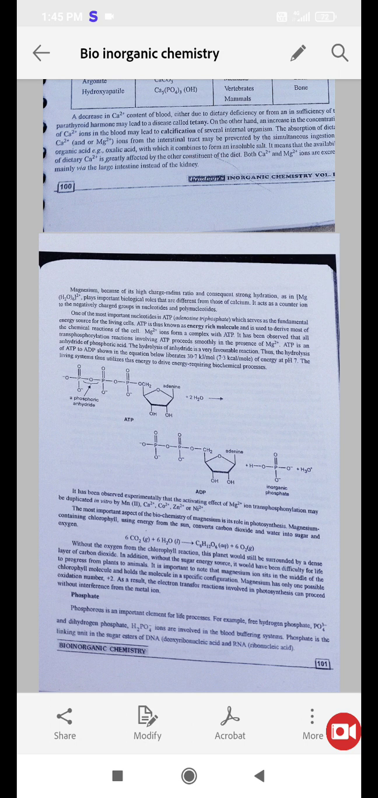Phosphate. Phosphorus is an important element for the progress of life. For example, hydrogen phosphate and dihydrogen phosphate ions are involved in the blood buffering systems.